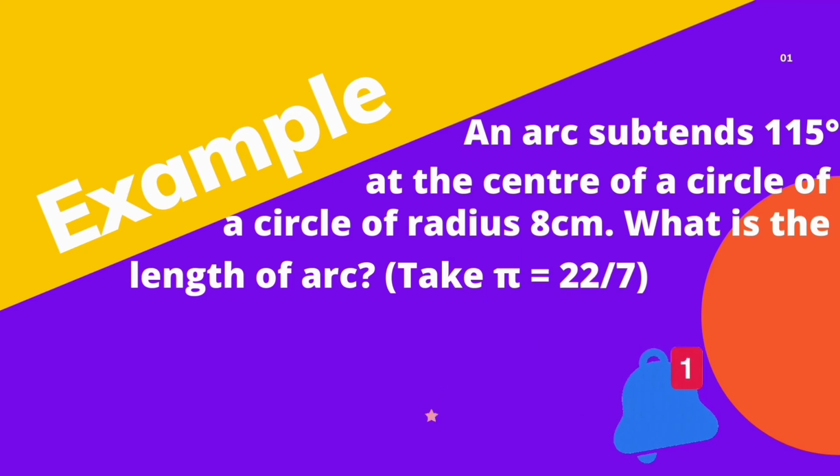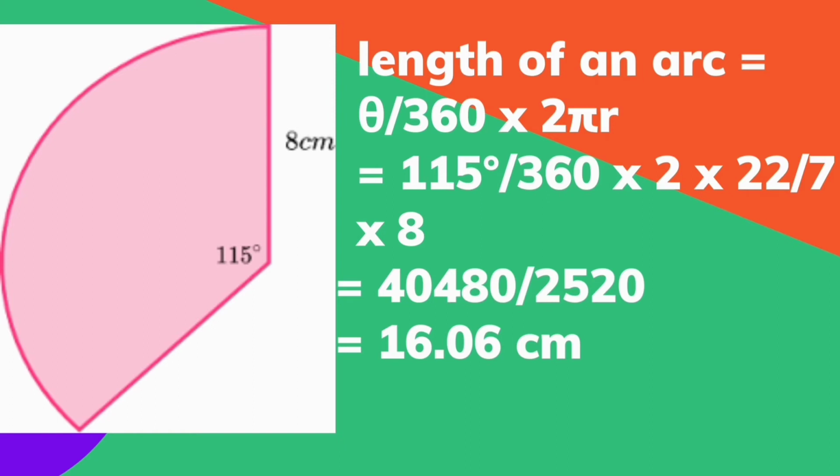So to find the length of this arc, we are going to use the formula which I gave earlier. Substituting into this formula, theta over 360 times 2 pi r will be equal to 115 degrees, which is the angle subtended by the arc at the center, over 360 times 2 times 22 over 7 times 8, which is the radius of the circle.